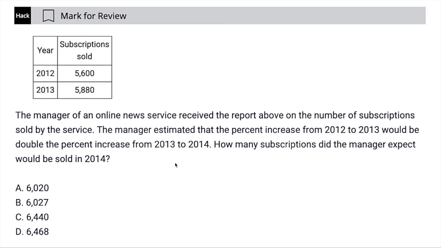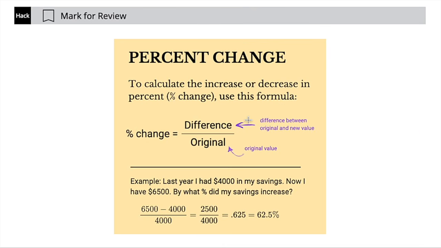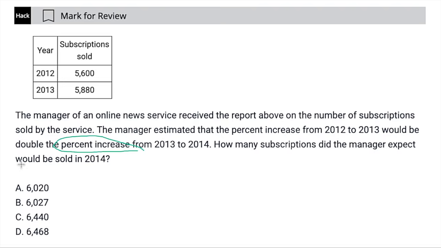And then finally, when you're being asked about percent change, so basically this is talking about a percent increase, you want to use the percent change formula, which is basically the difference between your original and new value divided by your original value. Just keep in mind that this is going to give you a decimal, so technically you would also multiply by 100 in order to get it back to an actual percent. Anyway, following this, it says that the manager estimated that the percent increase from 2012 to 2013, so the one that we're seeing here, would be double the increase from 2013 to 2014. So whatever happens after that.